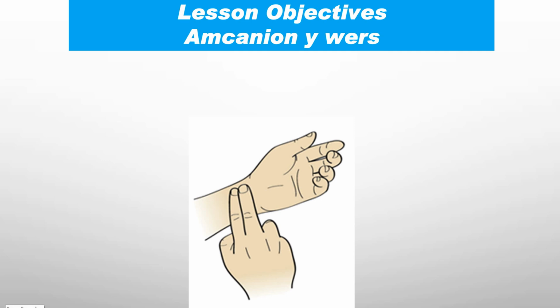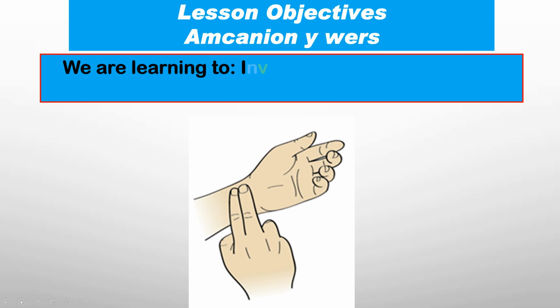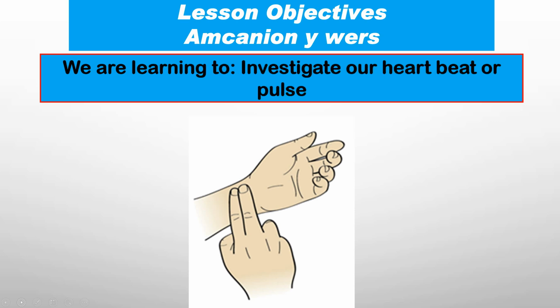Hello Year 8. This lesson is all about measuring your heart rate. You need to turn to page 29 in your Oxygen Molecule booklets, and the objective today is to learn to investigate our heartbeat or pulse.